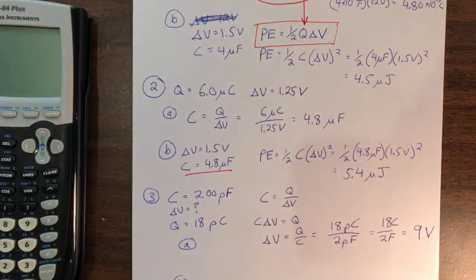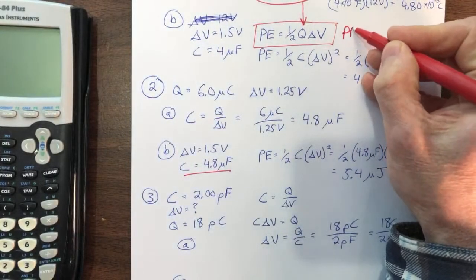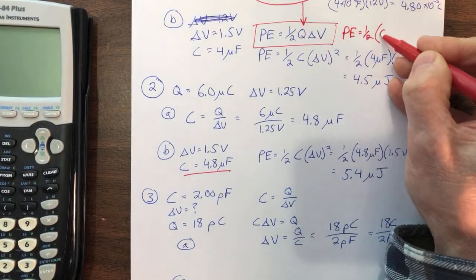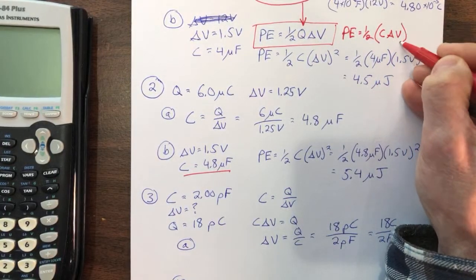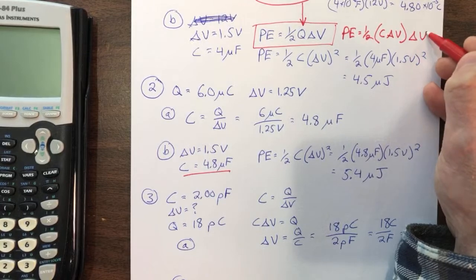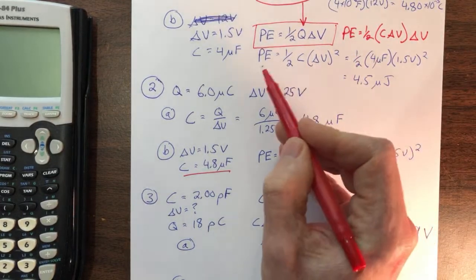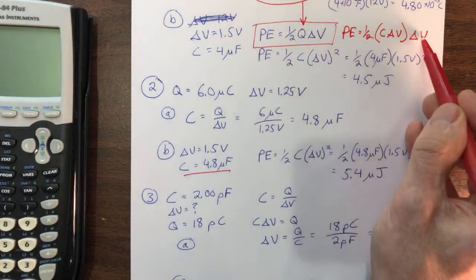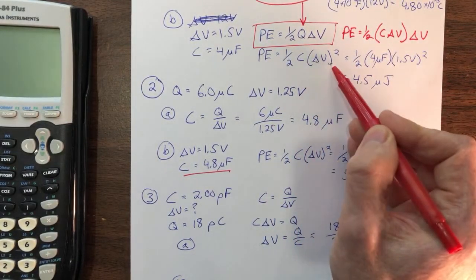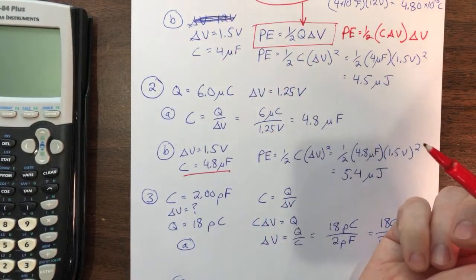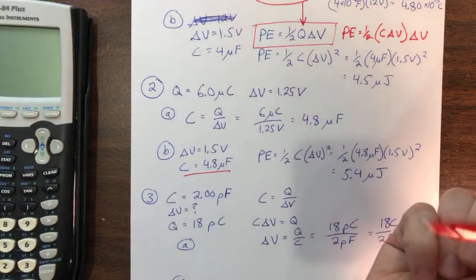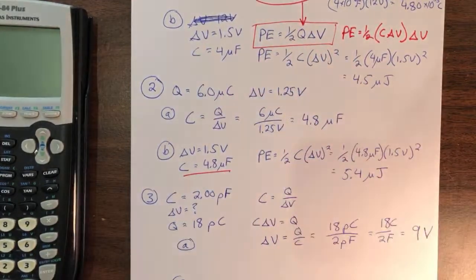Well, plugging it in, that gives us potential energy is 1/2 Q, well, Q is C delta V, and this is all times delta V. And that's where you come up with this equation, right? PE is 1/2 C delta V squared. Delta V times delta V is delta V squared. And so that's where this equation came from. All right, but you can do it either way. You can first solve for Q, or you can do what I did and use this substituted equation. Either way is fine.